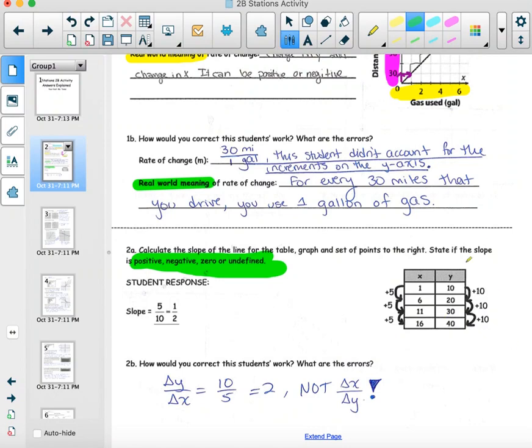Okay, so they have over here on the right that x is increasing by 5 and y is increasing by 10. Okay, great. So we do know that slope is the change in y over the change in x. So if slope is the change in y over the change in x, well, look at what this student did. They did 5, which are my x's, over 10, which was my change in y. This is backwards. You have to do the change in y over the change in x. Okay, so this answer should have been 2.